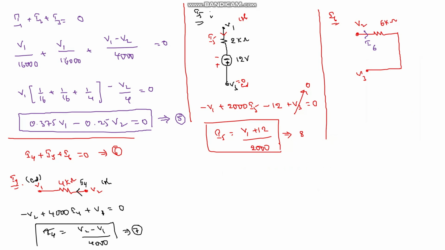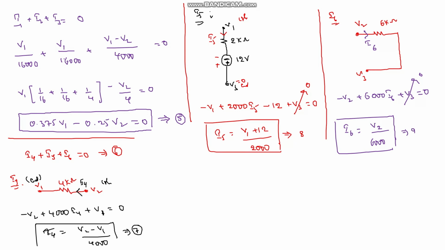Now apply KVL: minus V2 plus 6000 I6 plus V3 equals 0. Here the reference voltage V3 equals 0. Then I6 equals V2 by 6000. This is the ninth equation. Now substitute these three equations for I4, I5, I6 into equation number 6.